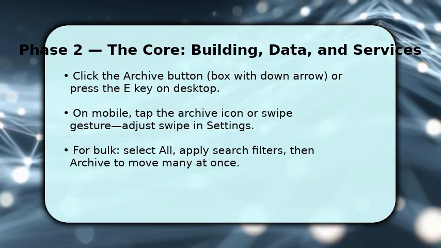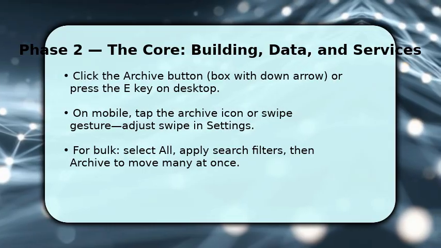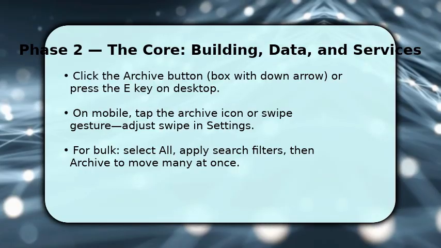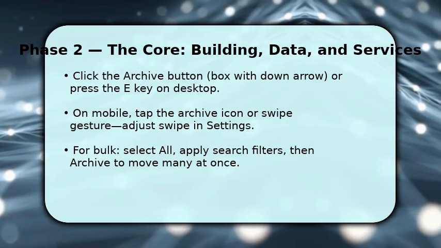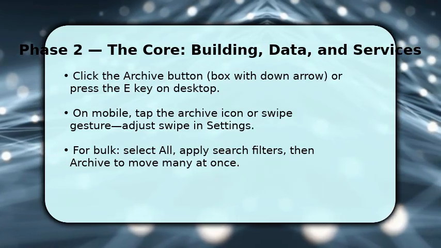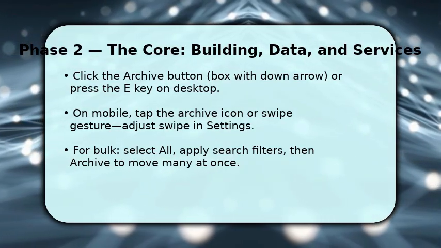For multiple messages, filter by sender, label, or date, then select all visible results and choose Archive to move everything to All Mail. Make sure to check the selection preview so you don't archive important threads accidentally. This middle step saves time and keeps the inbox focused.